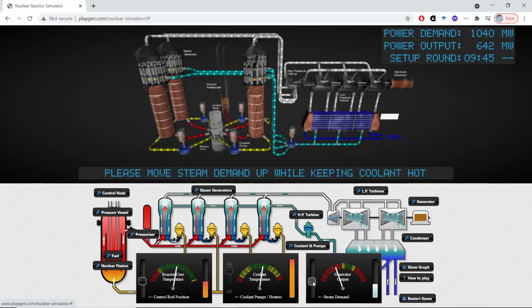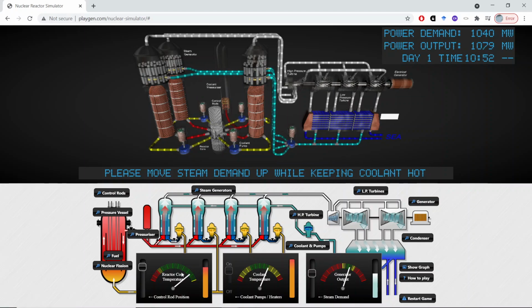and then increase steam demand. Again, increase reactor activity. And now we see that the 3 indicators are in the green area. We're generating a power output of 1079 megawatts, a bit above the needed. Demand matched. Well done. Thank you. And I will decrease a bit just to match it more exactly.